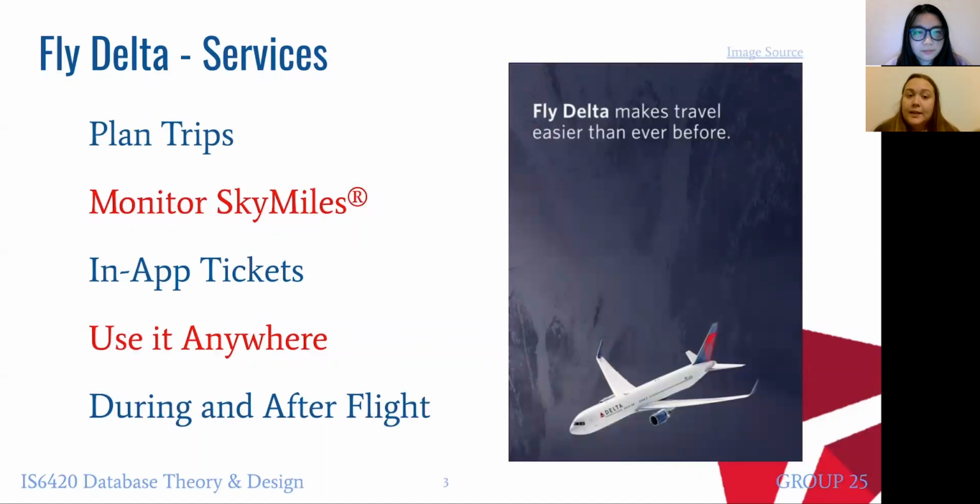Currently, the Fly Delta app has the following services. You can plan trips, you can monitor your SkyMiles, and there is the ability to do in-app ticketing, so a user doesn't have to print their ticket before a flight. The app can be used anywhere, from the comfort of your bed at home to the airport. The app can be used during a flight to add services to your existing trip, as well as before to book your trip and after to view the trips you have taken.